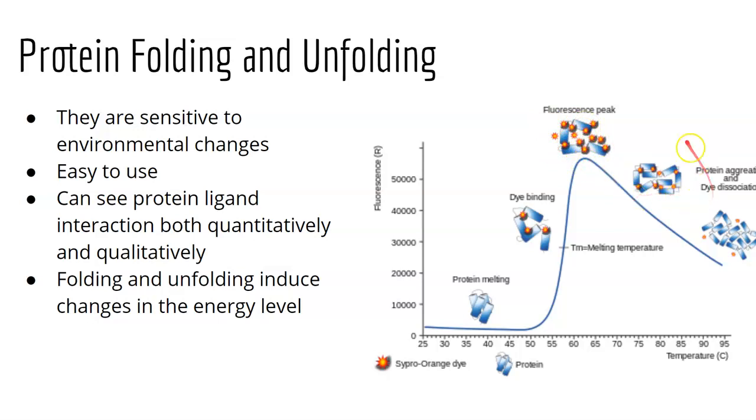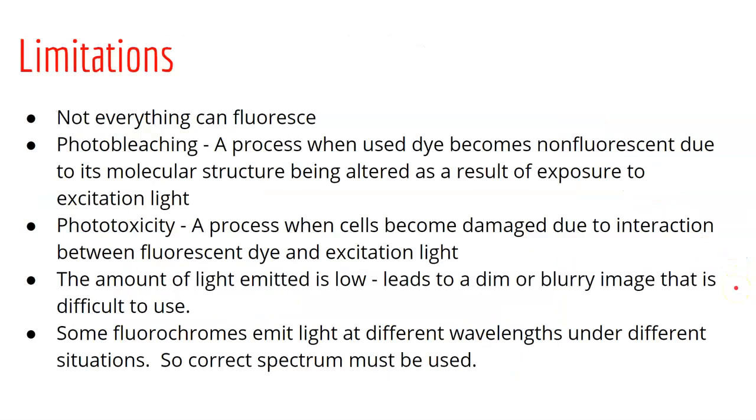Then the protein begins to completely unfold. Less of the dye is bound to the protein as it's going down, and then here the protein is completely denatured and there's very little dye bound to it. But you can actually make a graph and see the fluorescence and how that is happening.